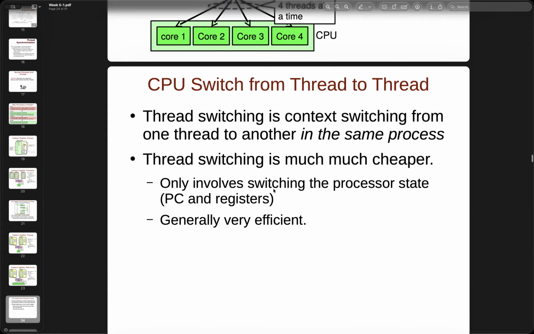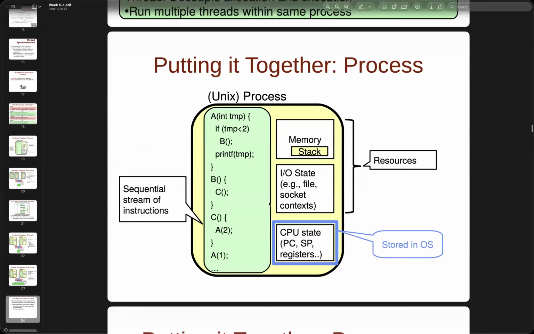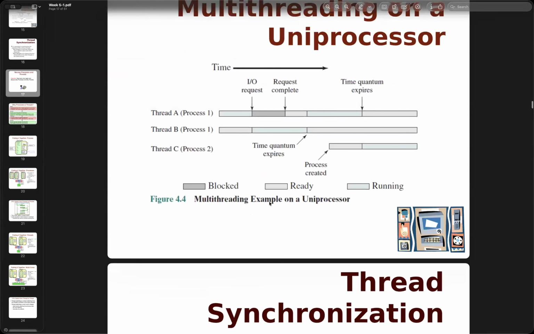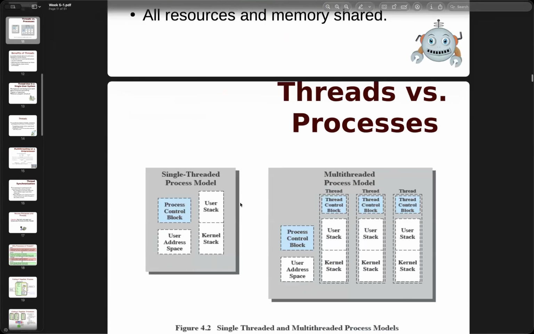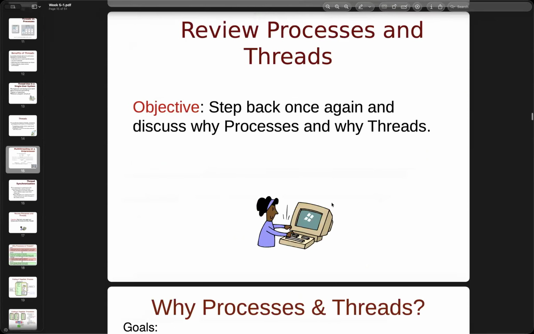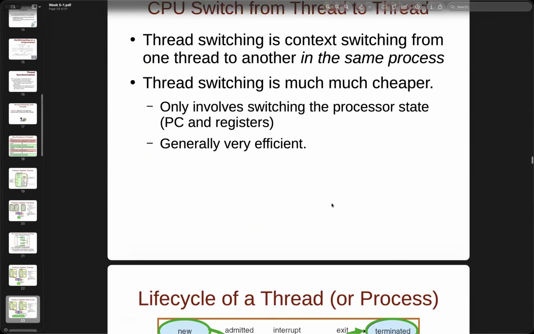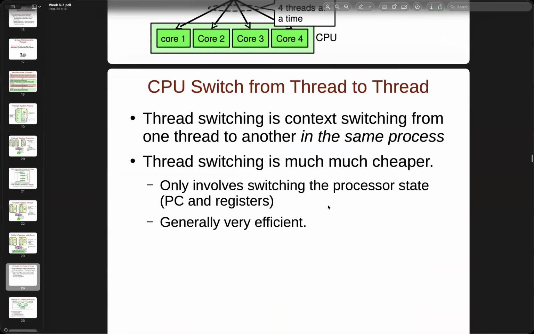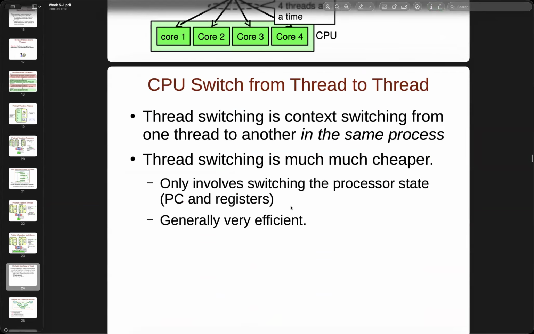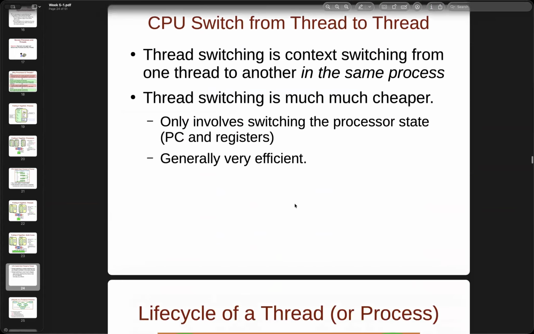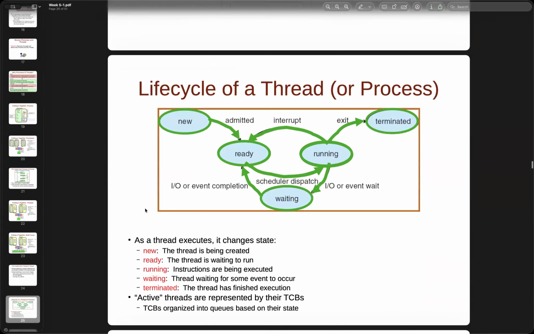It's cheaper because it only involves switching the processor state, the PC and registers, so it's generally very efficient. If you remember, we talked about the PC when you create a memory, and the content of it right here. So that's the multi-thread model, and that's why it brings the benefit: we're only switching the processor state, which makes it more efficient.